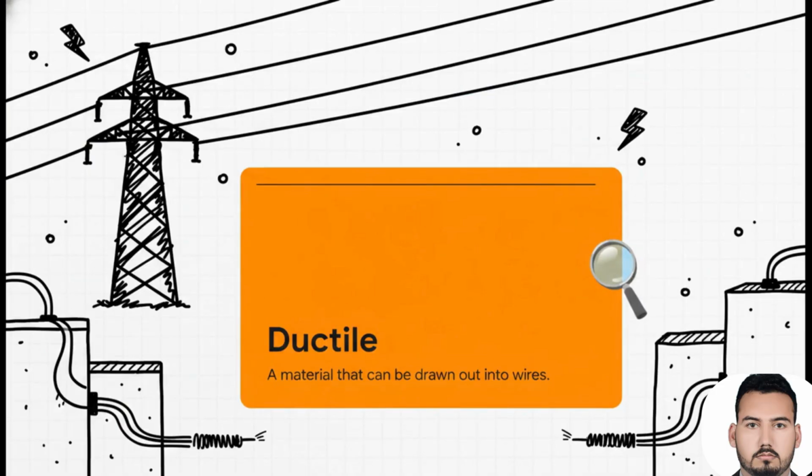Next up is ductile. This means a material can be drawn or stretched out into long, thin wires. This specific physical property is exactly why we're able to string giant power lines all the way across the country and snake those tiny little cables through the walls of our homes.